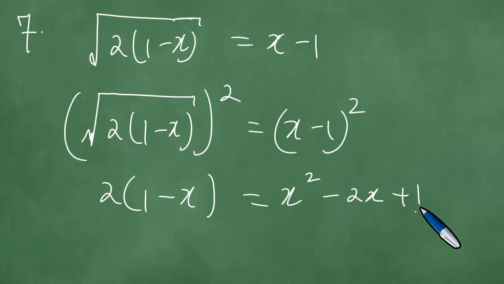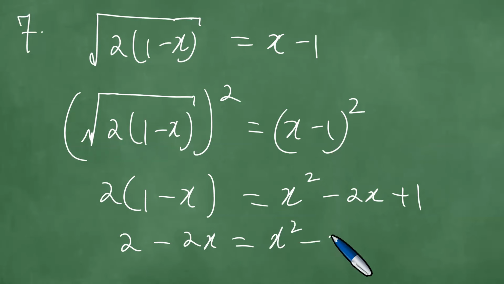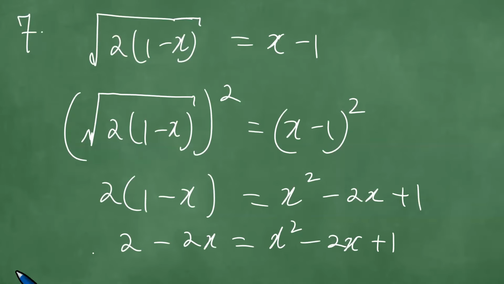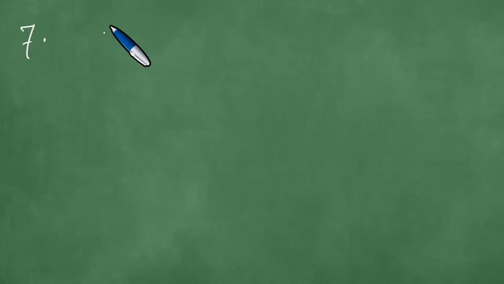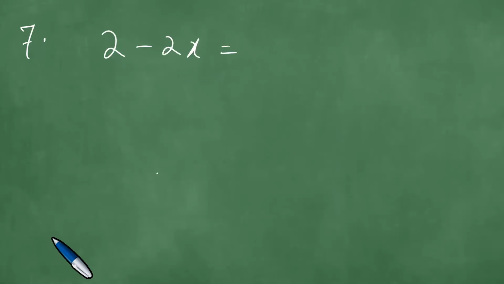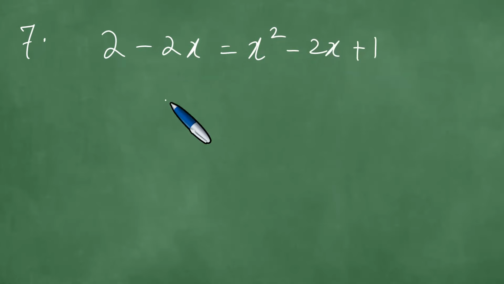Minus x plus 1. So 2 minus 2x equals x squared minus 2x plus 1. In the end, what you're getting is that 2 minus 2x is equal to x squared minus 2x plus 1, which means therefore you have x squared.